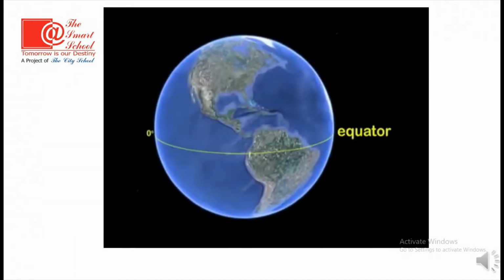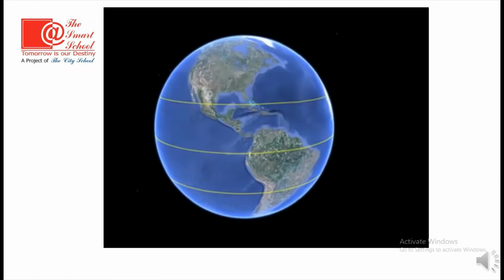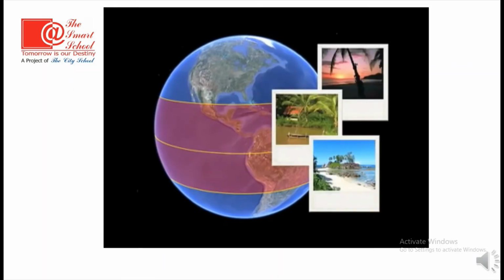The equator lies at 0 degrees, halfway in between the North and South poles. There are several other unique lines of latitude. The Tropic of Cancer lies at 23.5 degrees north, and the Tropic of Capricorn lies at 23.5 degrees south. The part of the Earth that lies between these lines is called the tropics. It's known for its hot temperatures, heavy rainfall, and dense jungle.